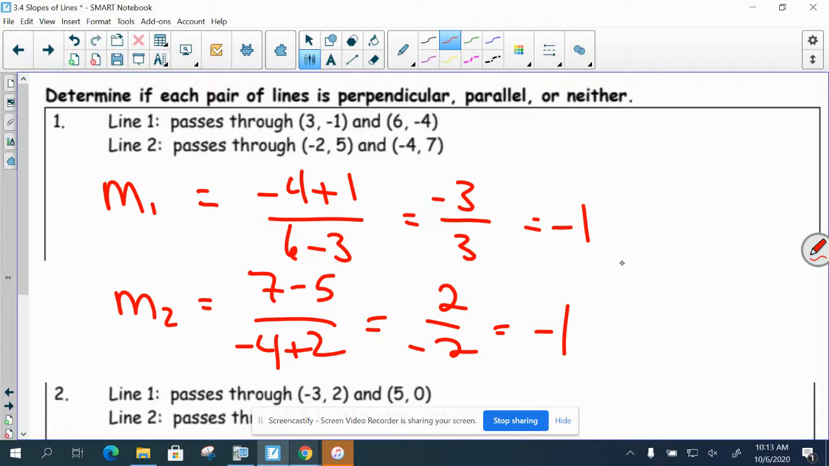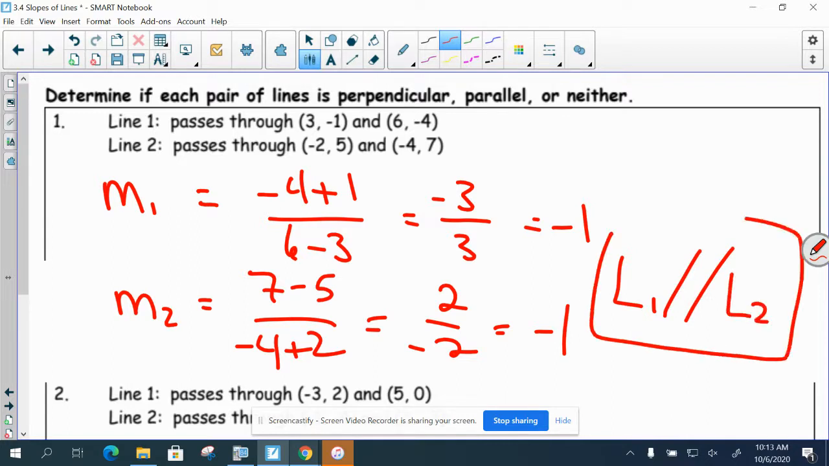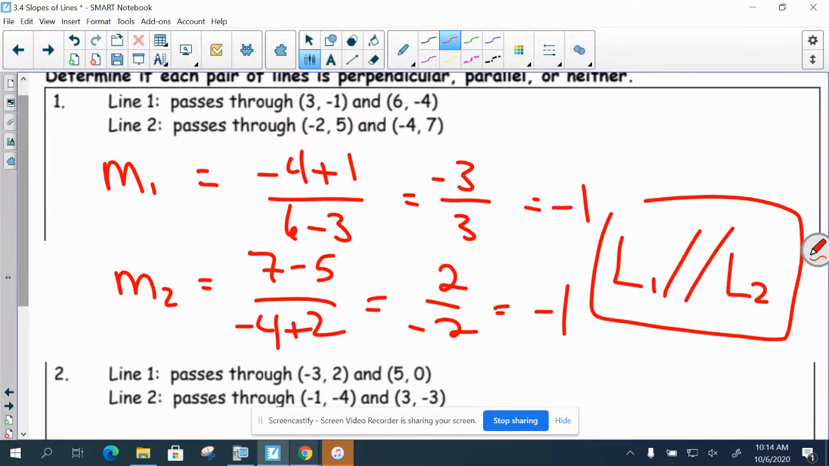So therefore, line L1 is parallel to L2. That's the conclusion you would make, and this is the work that would justify that conclusion. You don't just want to say that the lines are parallel, you want to show the work to get it.